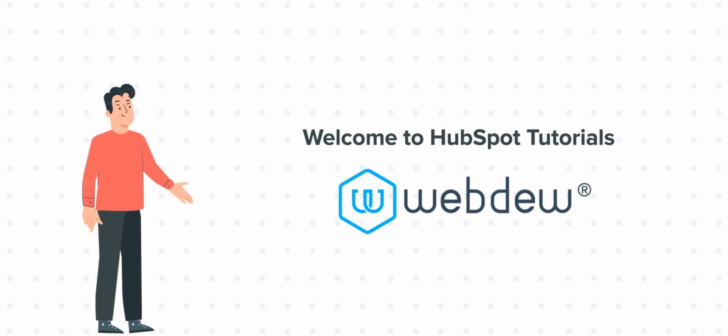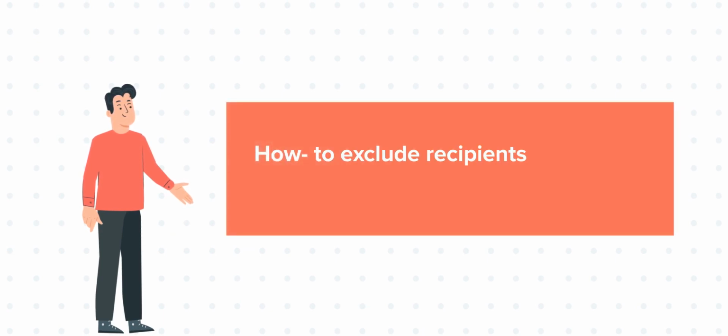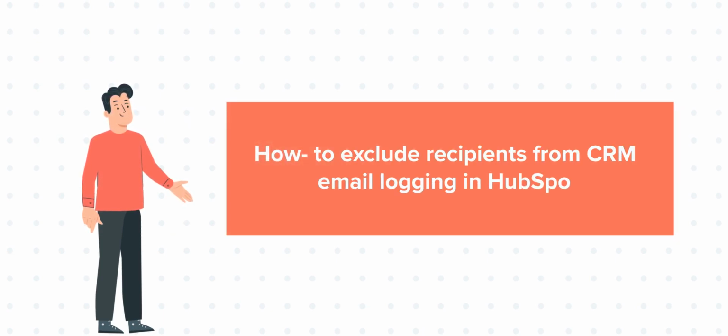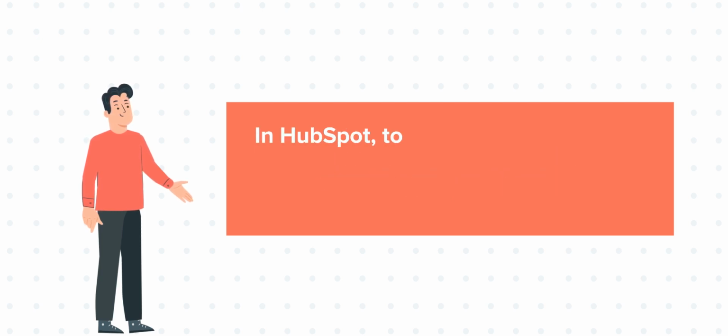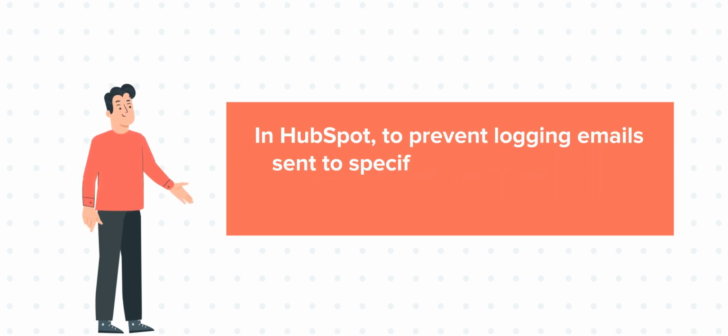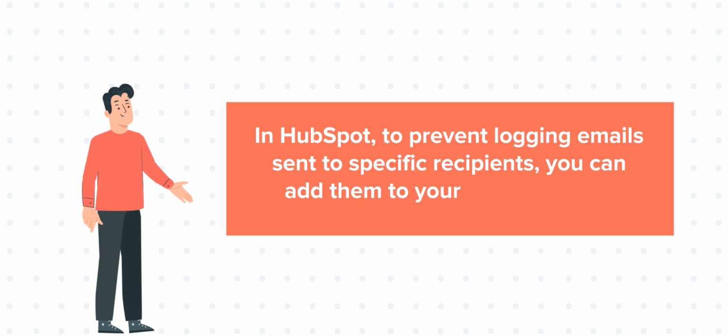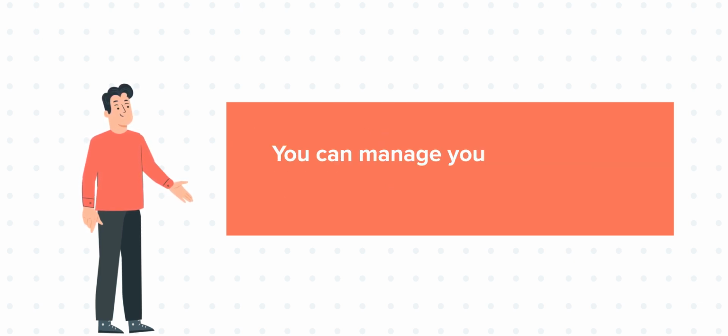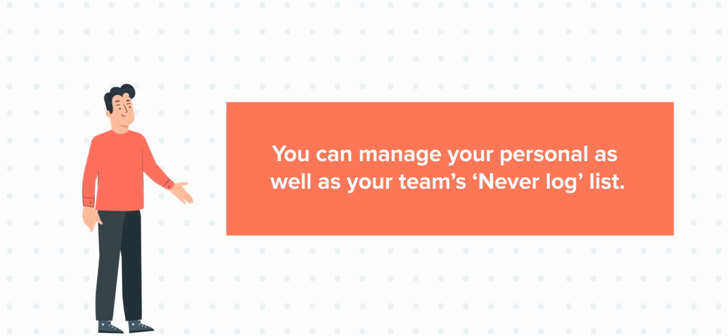Our today's tutorial is about how to exclude recipients from CRM email logging in HubSpot. In HubSpot, to prevent logging emails sent to specific recipients, you can add them to your never log list. You can manage your personal as well as your team's never log list. Let's see how to create this list.